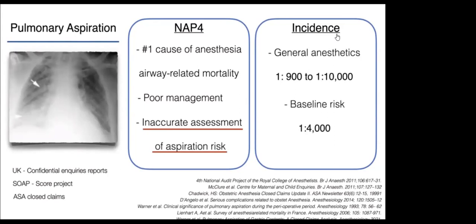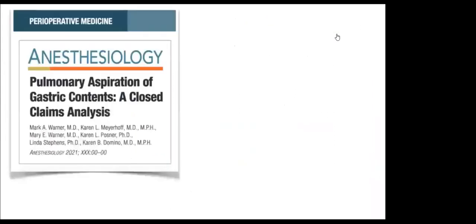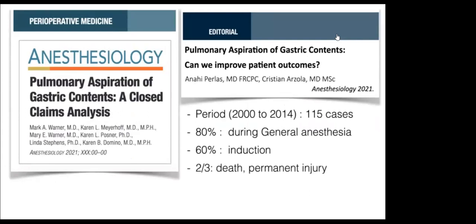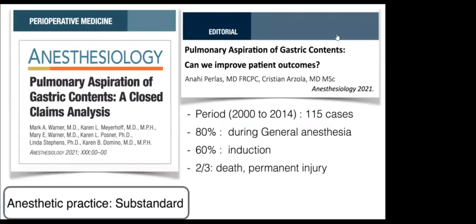The incidence of aspiration varies with different reports, but the baseline risk has been estimated to be 1 in 4,000 cases. The most recent report is a closed claims analysis. It's still online. We have an editorial in which we try to make a case for gastric ultrasound as a useful tool. We know that these reports have limitations, but from this report, we understand that the anesthetic practice was judged substandard in up to 60% of the cases.